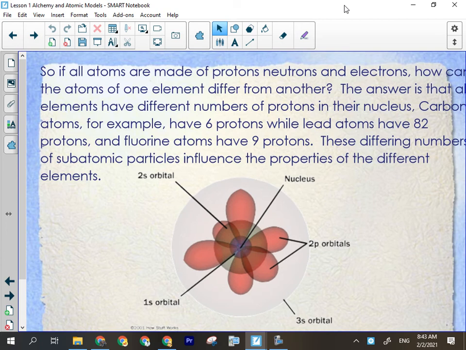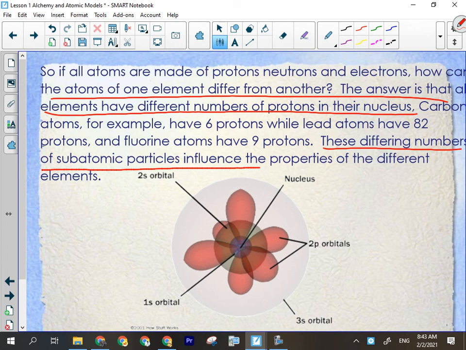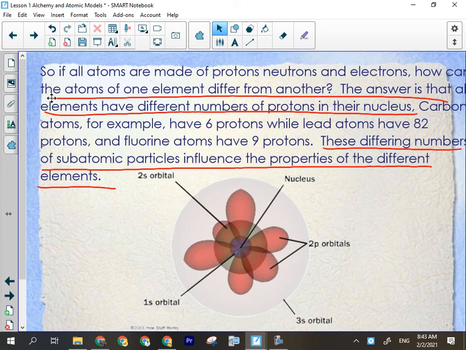Now, it does say that in here. That is something that you're going to need to have. So, how do they differ from each other? The answer is that elements have different numbers of protons in their nucleus. And it's these differing numbers that influence the properties of the different elements. So that's the key thing here. All elements are different from each other because their atoms are different.